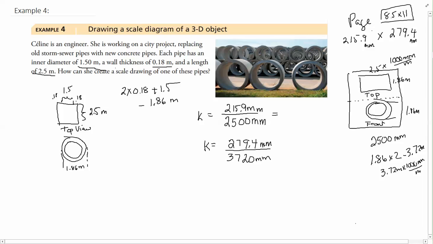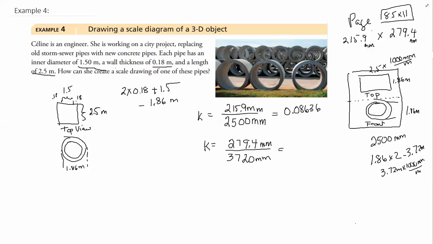That's our actual, and our drawing, our paper size is 279.4 millimeters. So now we're going to divide these out, and between the two of them we'll pick a scale factor that works and then round it to a fairly nice value. So we take 215.9 divided by 2,500, and that gives us 0.08636. And if I turn that into a fraction, it doesn't come out to a nice fraction, so we'll just leave it as a decimal for now.